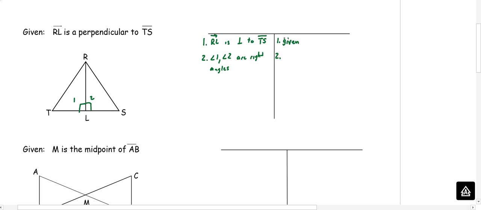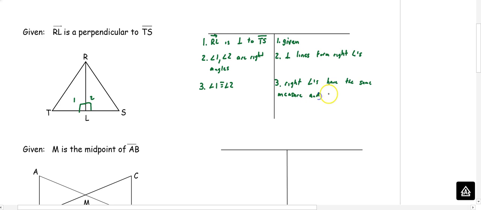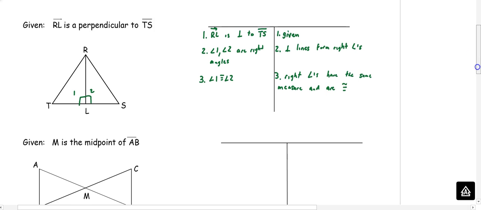The reason then is we have to explain why do we know that they're right angles? We know that perpendicular lines form right angles. Now, there's one more thing we can do. Knowing that they're right angles, we know that they're both 90 degrees. If they have the same measure, we know that angles can be congruent. So then we would say that angle 1 is congruent to angle 2. And our reason would be that right angles have the same measure and are congruent. So remember, in order for angles to be congruent, they have the same measure, and right angles always have the same measure because they're 90 degrees.